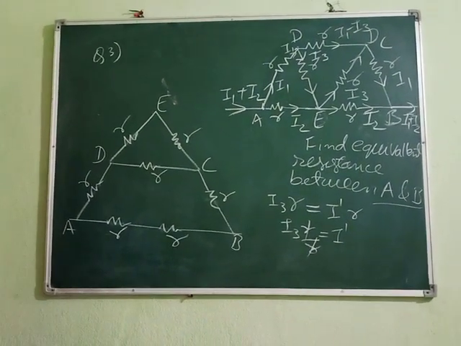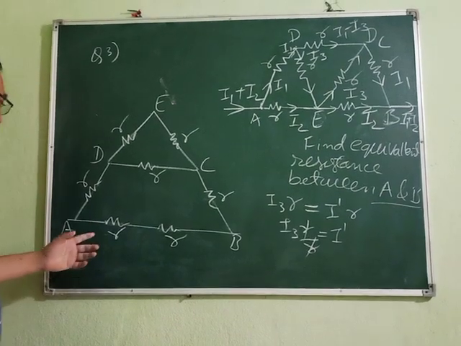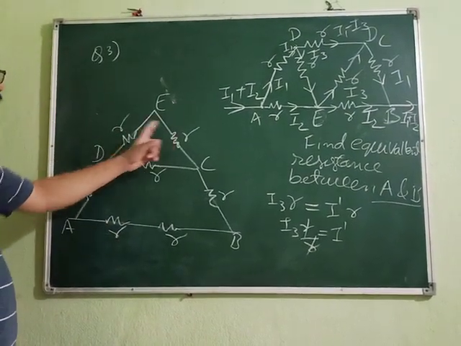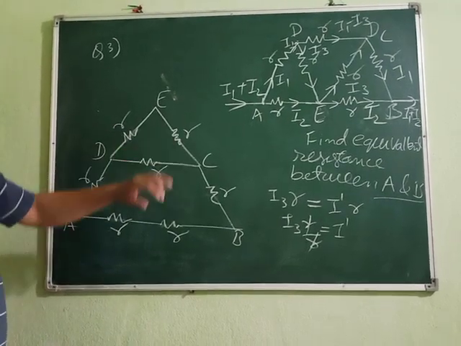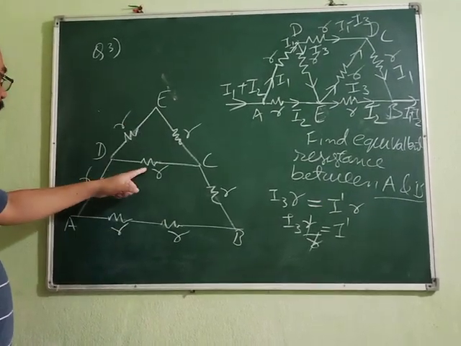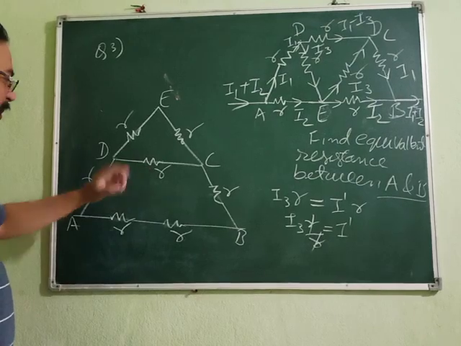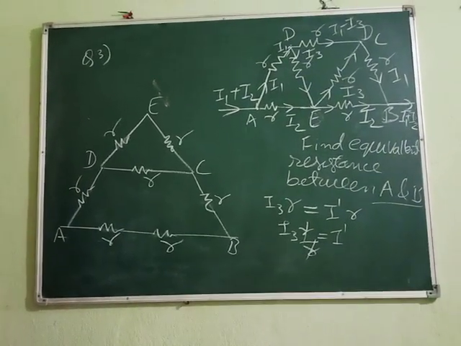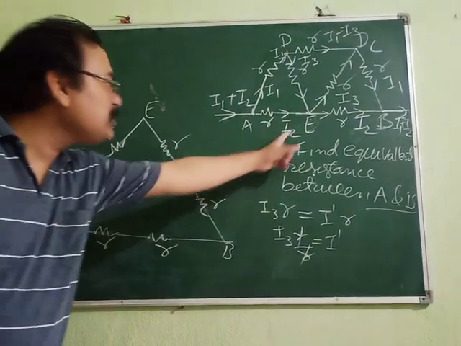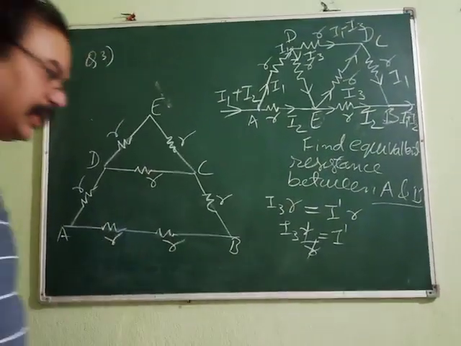Now we don't require Kirchhoff's law over here. We can solve it very easily. See, these two are in series. So R plus R is 2R, and that 2R is going to be parallel with this. Okay, so what we can write? I think you have noted down this much.